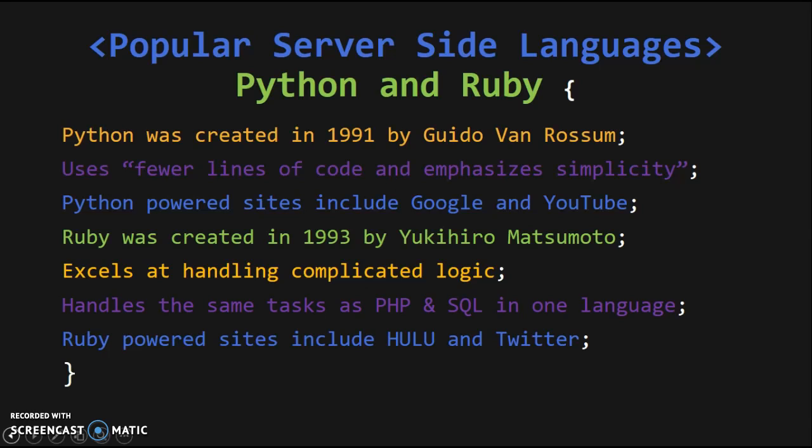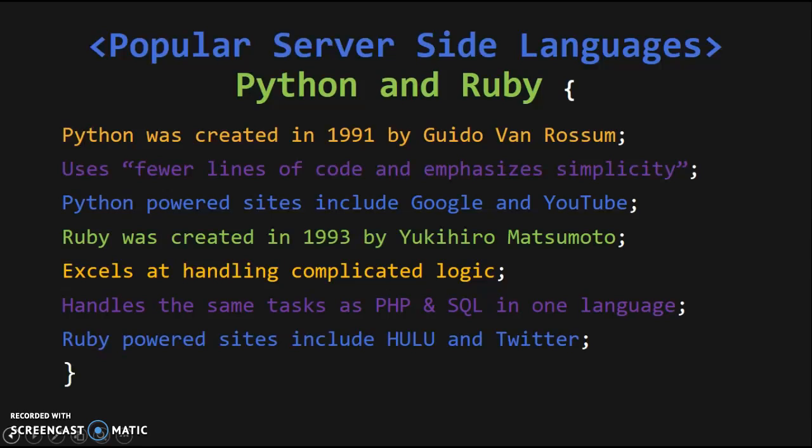Next, I'd like to talk about Python and Ruby. Python was created in 1991 by Guido van Rossum, and yes, it was named after the British comedy group Monty Python. According to Upwork.com, Python uses fewer lines of code and places an emphasis on readability and simplicity. An advantage of Python is that it's a language that is good for beginners, and it is used by YouTube and Google. Ruby was created by Yasuhiro Matsumoto in 1993.